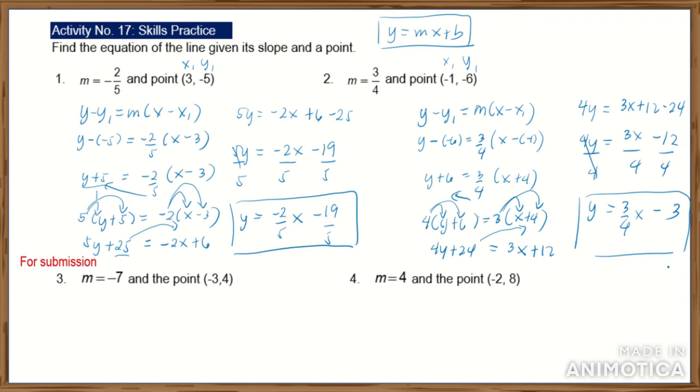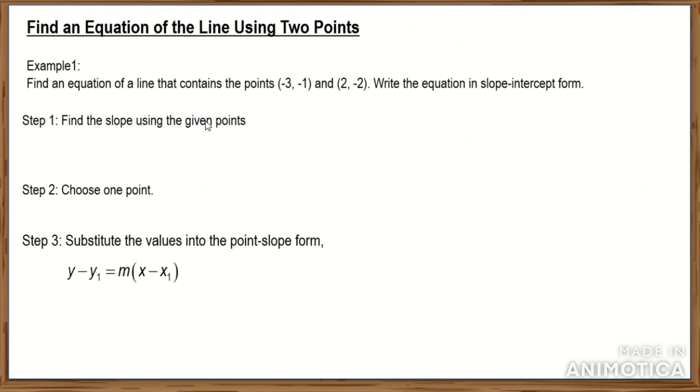And for your submission, students, kindly answer items 3 and 4. We all know that 2 points determine a line. So, how will you determine the equation of the line using these 2 points? Okay, so what are we going to do? The process that we did a while ago will still be applied here. But first, we are going to determine the slope of the line given these 2 points.